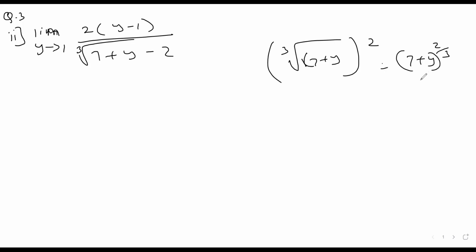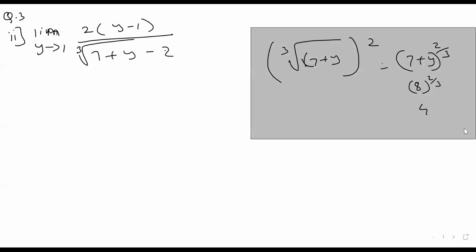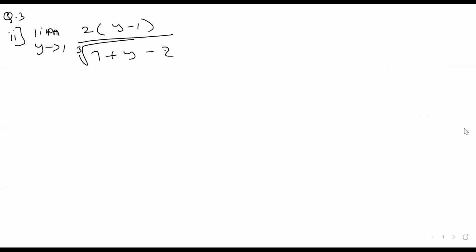If I put y is equals to 1, it will be 8 raised to 2/3. That will become cube root of 8 is 2. 2 raised to 2, 4. आणि इकडे पण 4 होईल, मायनसच होऊन जाईल, ते डिनॉमिनेटर 0च राहील. Even rationalization is not going to help you. So, no formula, only one thing, substitution.